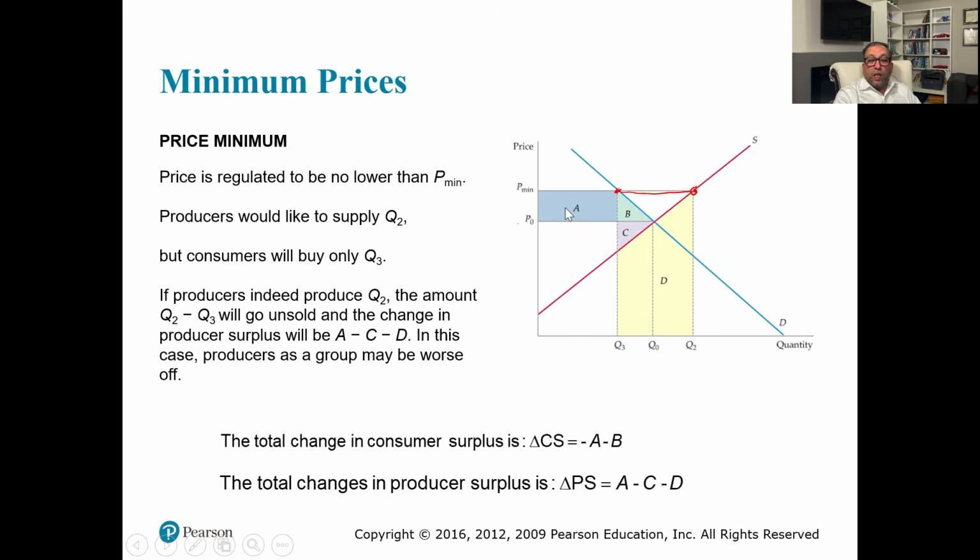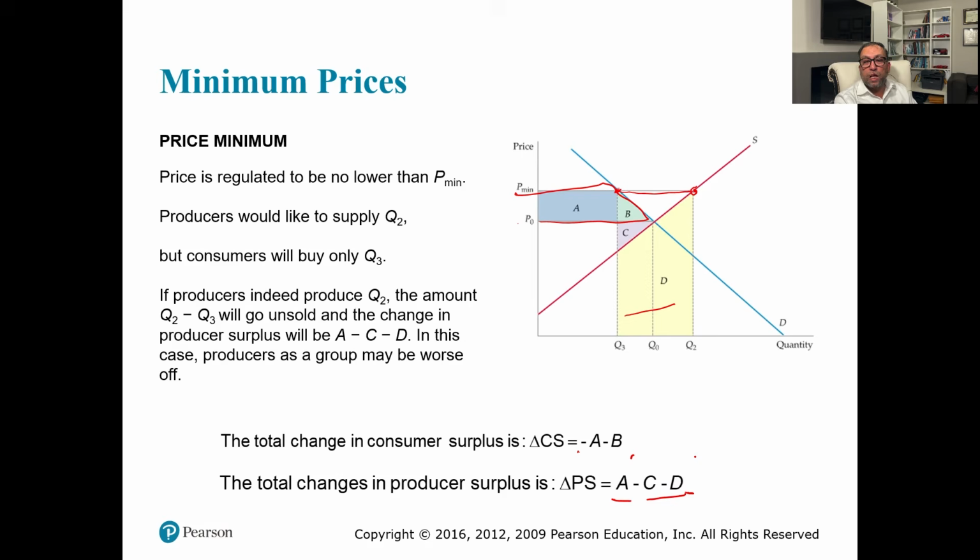If producers indeed produce Q2, the amount Q2 minus Q3 will go unsold, and the change in producer surplus will be A minus C minus D. In this case, the producers as a group may be worse off. So if we set the price high and they are not able to sell this much quantity, like D, this D shaded area, then the total change in consumer surplus is minus B minus A, and the total change in producer surplus is A minus C minus D, which is quite big.